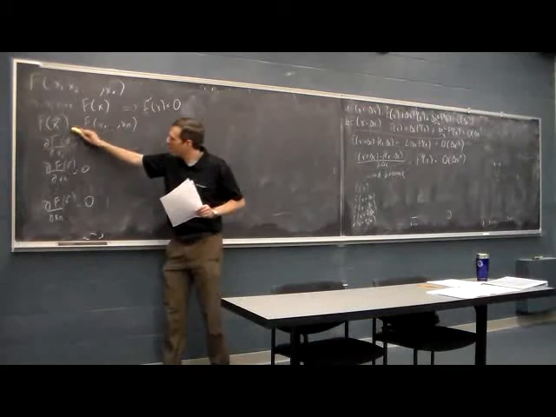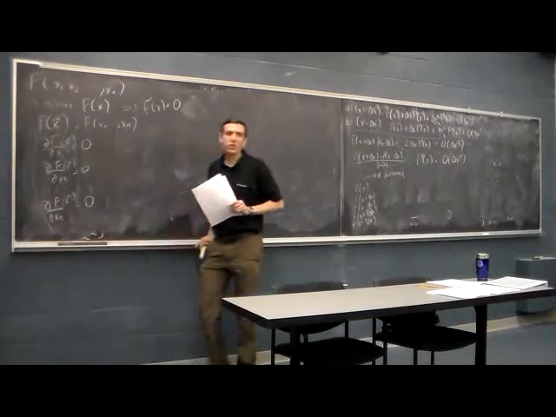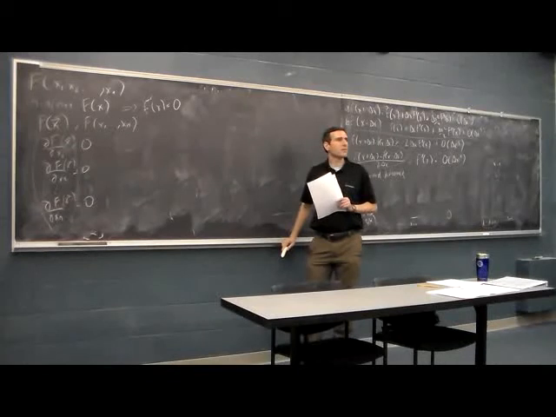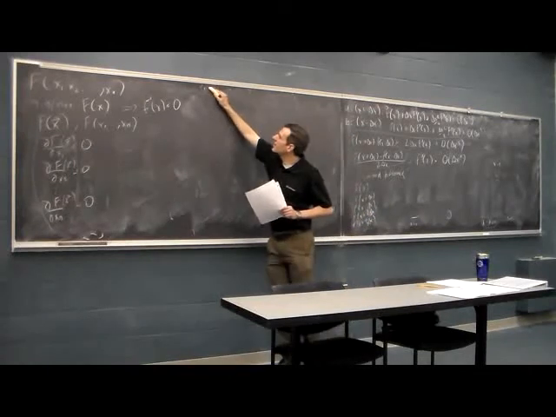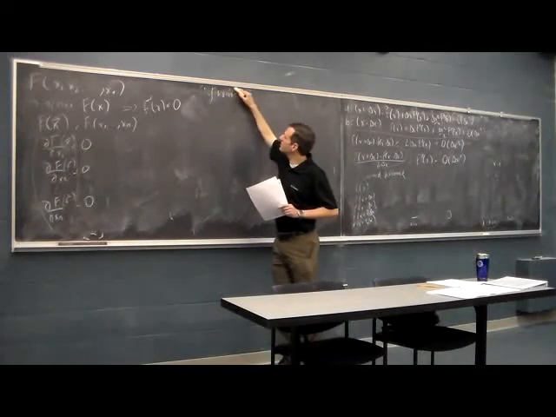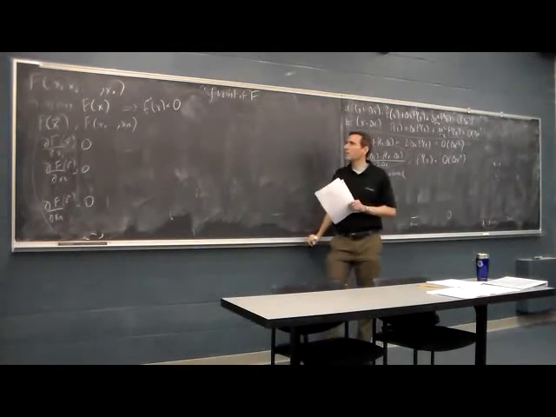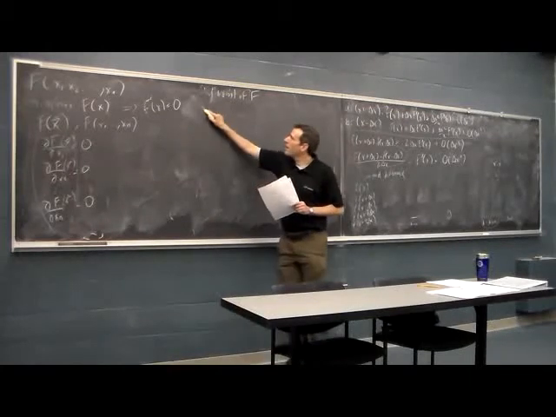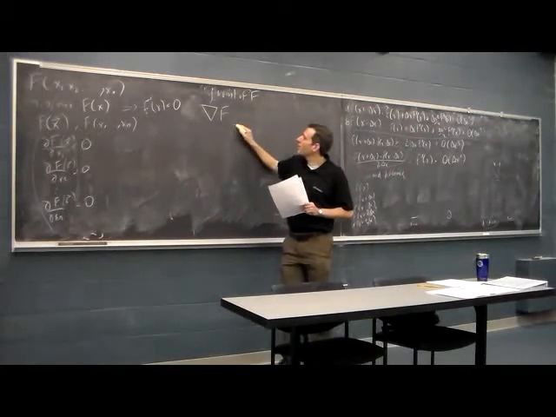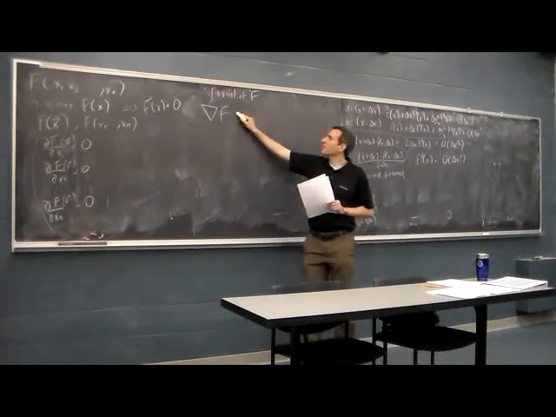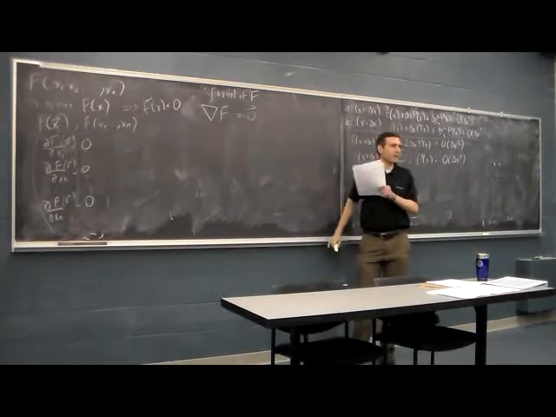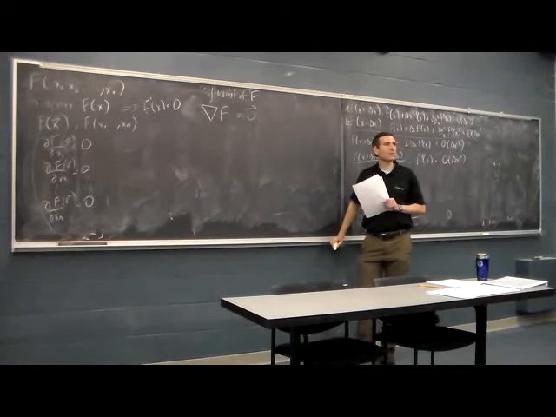So does anyone know what the vector of all of these first partial derivatives is called? So that is known as the gradient of f. The gradient of f is just the vector of all of the partial derivatives of f with respect to each of the variables, and we'll often abbreviate that by this triangle. So what we're really asserting here is that maxima and minima occur at points where the gradient of f is the all zeros vector. So that makes sense to everyone?